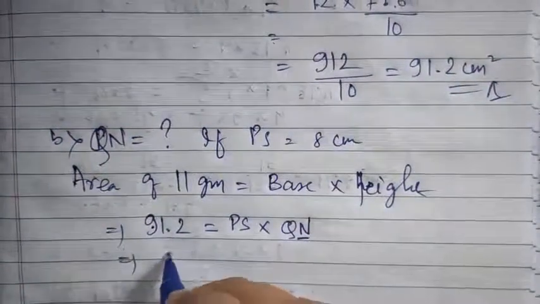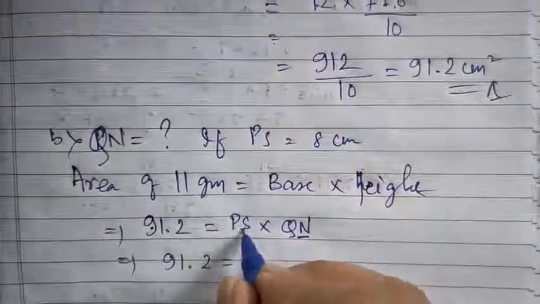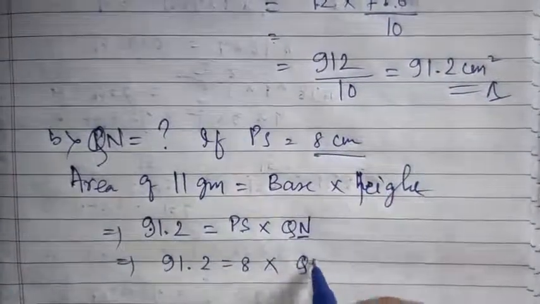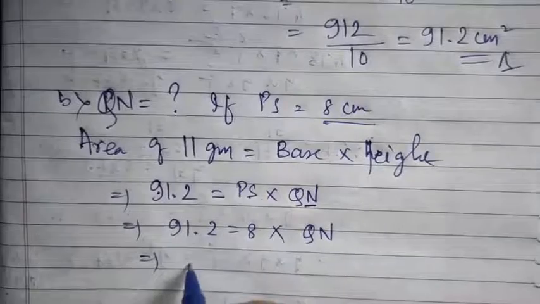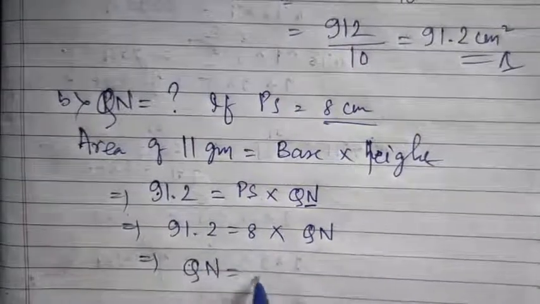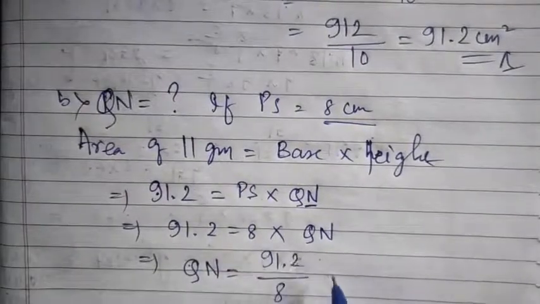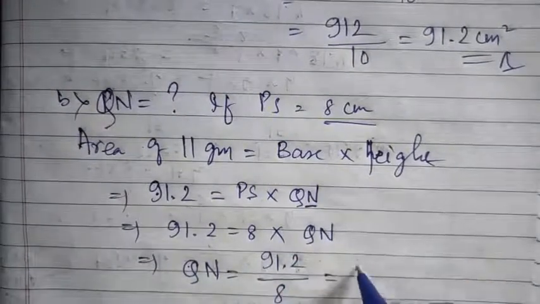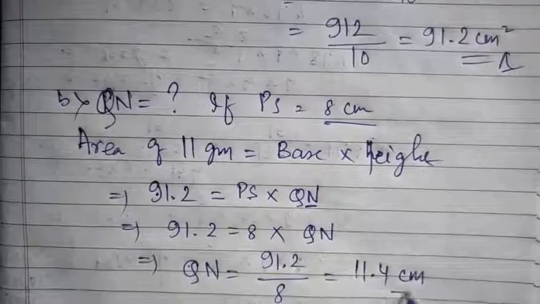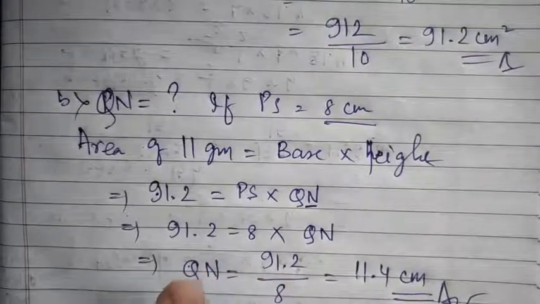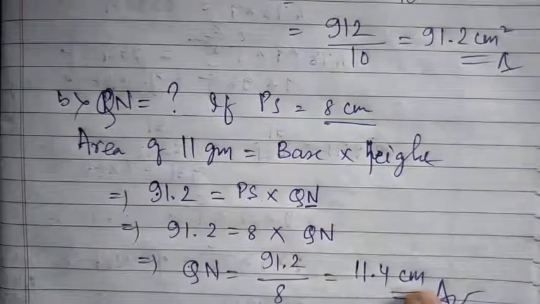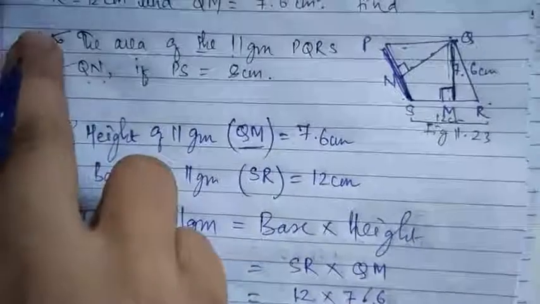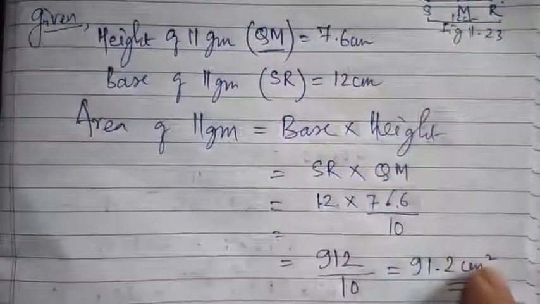Now 91.2 is equal to, what is the PS value? The PS value is 8, given in the question. What is QN? That we have to find. Now QN is equal to 91.2 as numerator and 8 on the denominator. When you divide this, you get 11.4 centimeter. We were supposed to find the height, and we got 11.4 centimeter. In part A we found the area, 91.2 centimeters square.